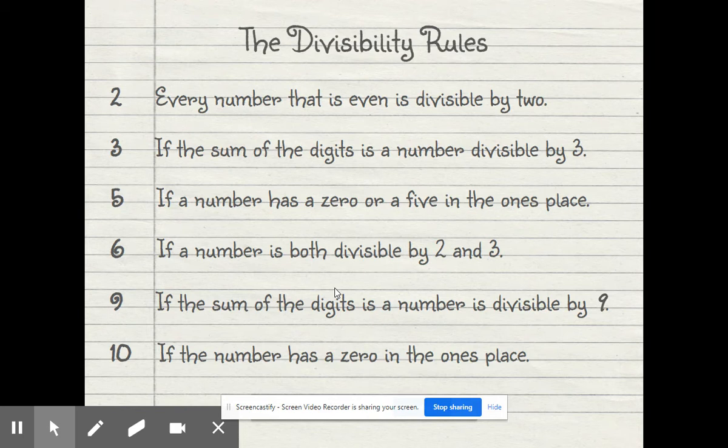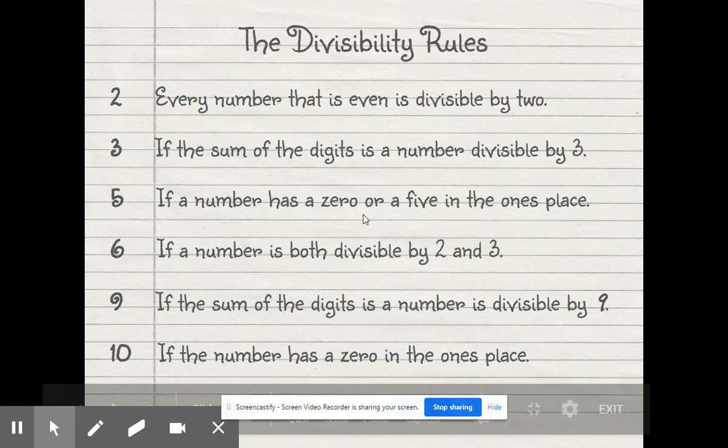5. If a number has a 0 or a 5 in the ones place, it's going to be divisible by 5. 6. If a number is both divisible by 2 and by 3, it will also be evenly divisible by 6. And 9. If the sum of the digits of a number is divisible by 9, that whole number will be divisible by 9. 10. If a number ends in a 0 or has a 0 in the ones place, it's divisible by 10.